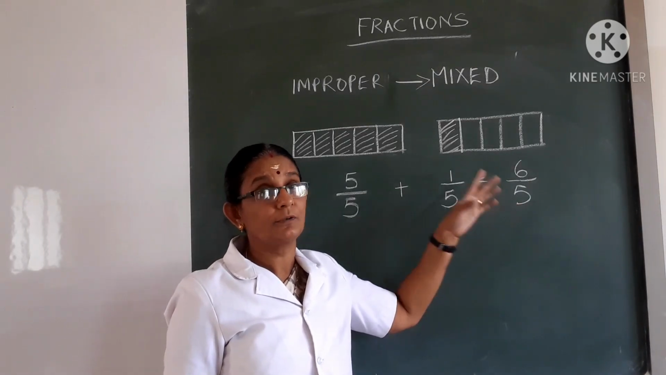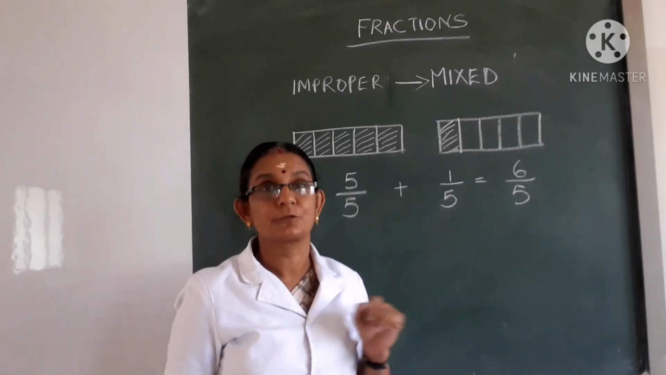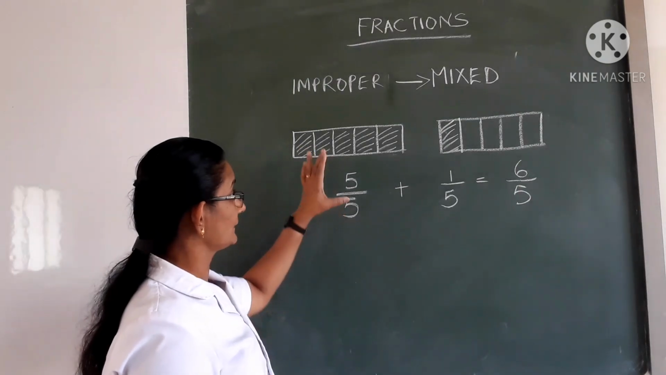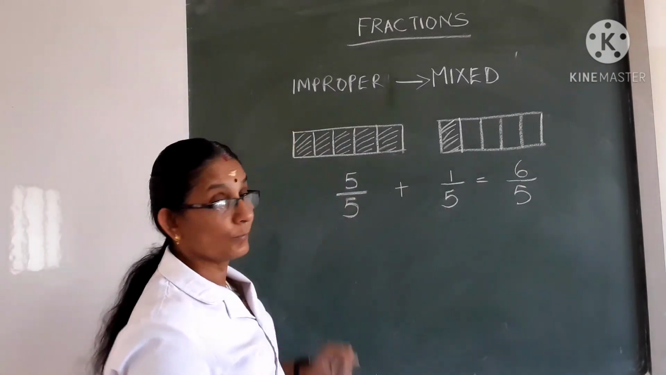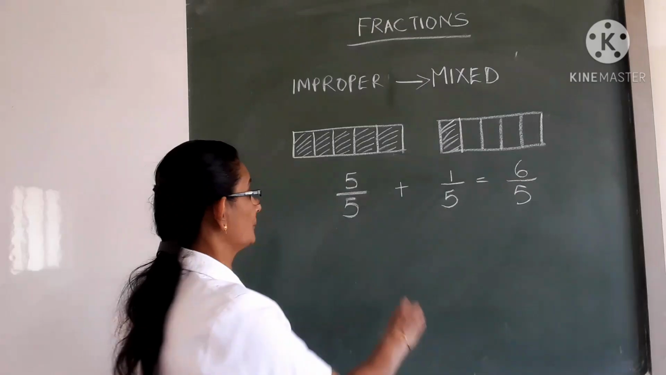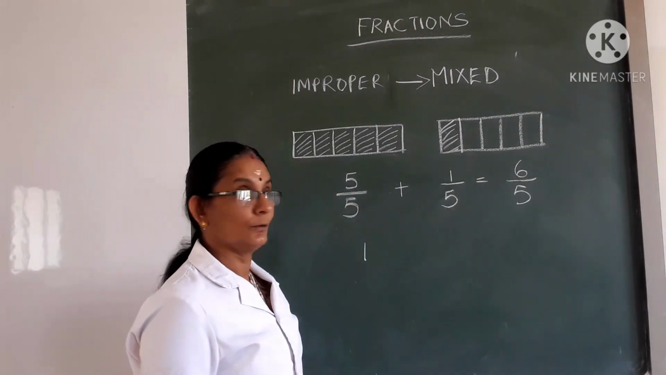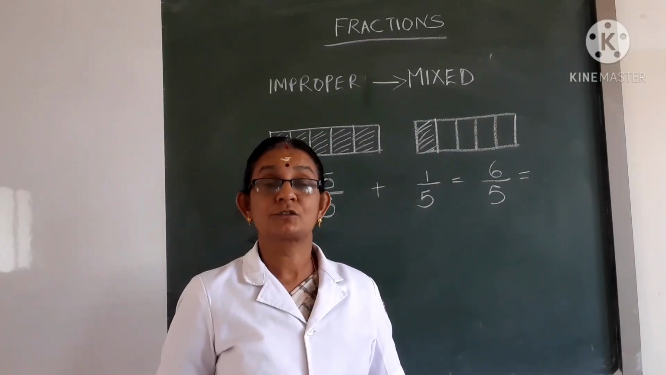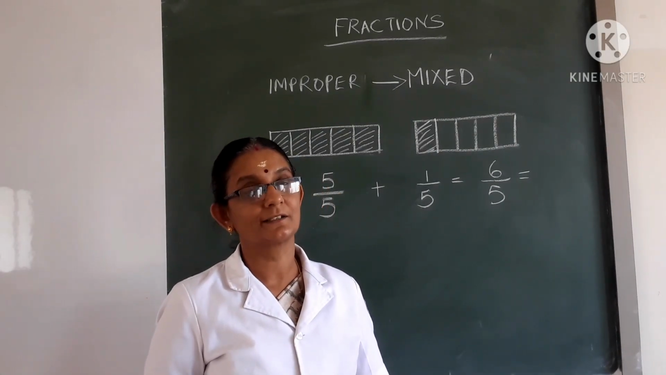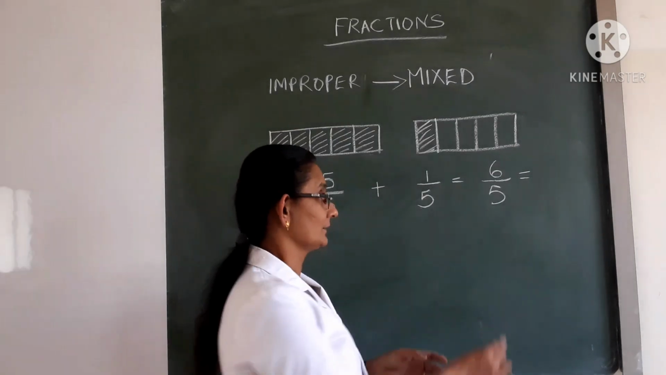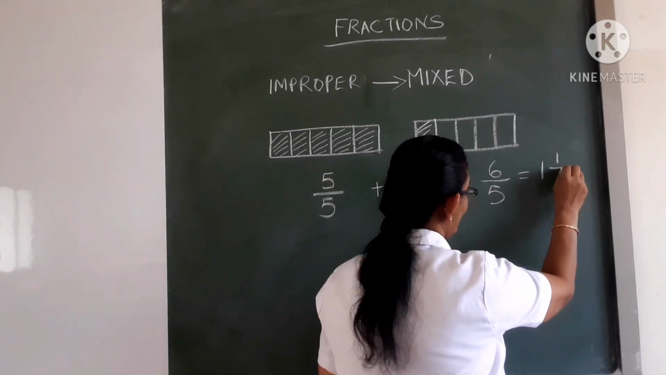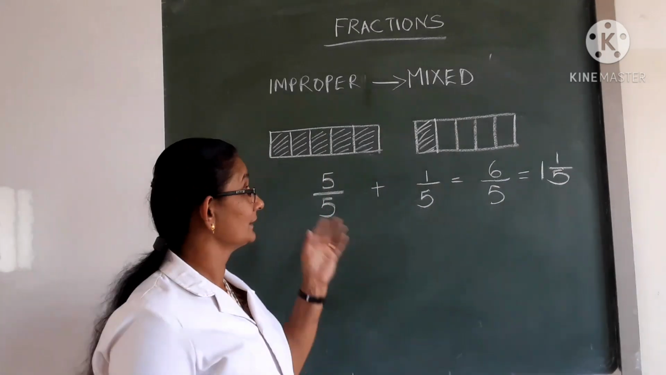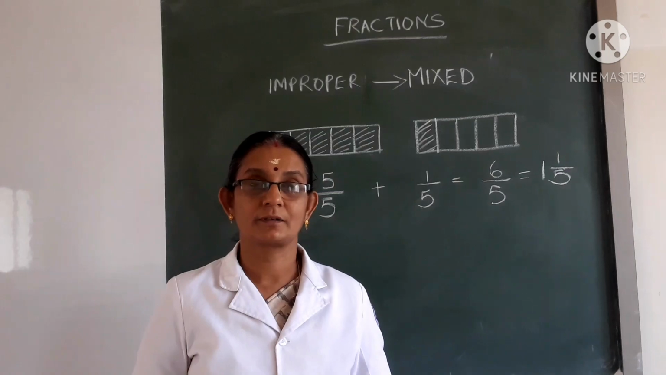Okay, so now how can you write this in the mixed form? Yes, I have shown you, isn't it? So this can be written as 1 whole, isn't it? So 1 and 1 by 5. This is 1 by 5. So an improper fraction can be written as a mixed fraction, 1 and 1 by 5. So this we have learned using a diagram, children.